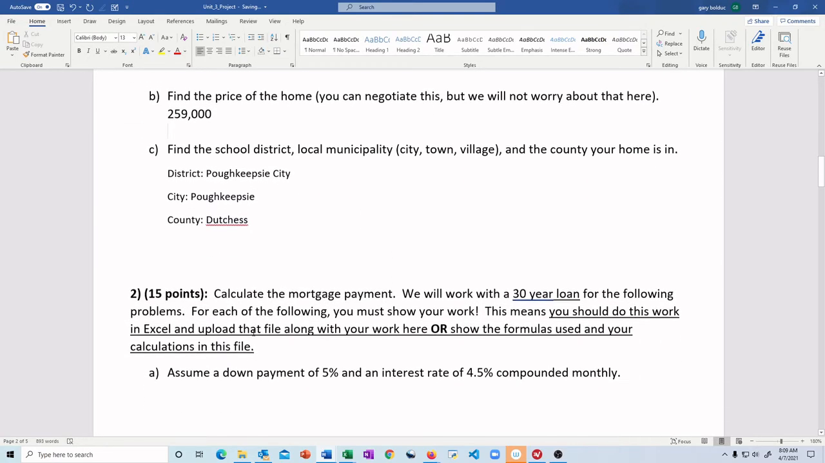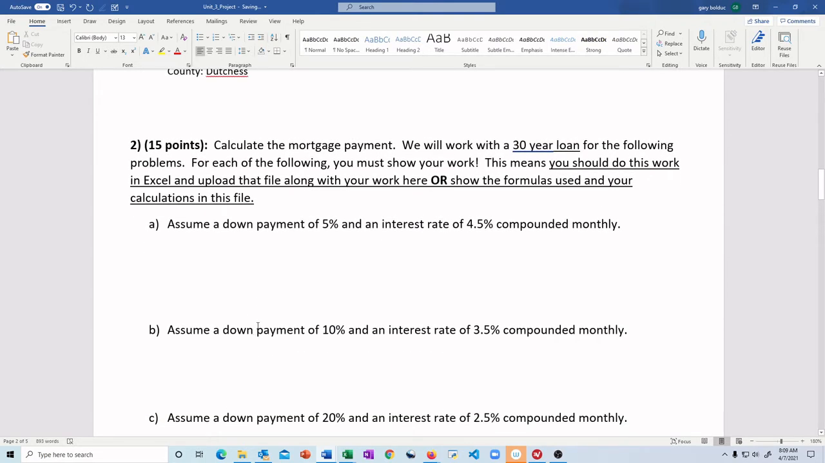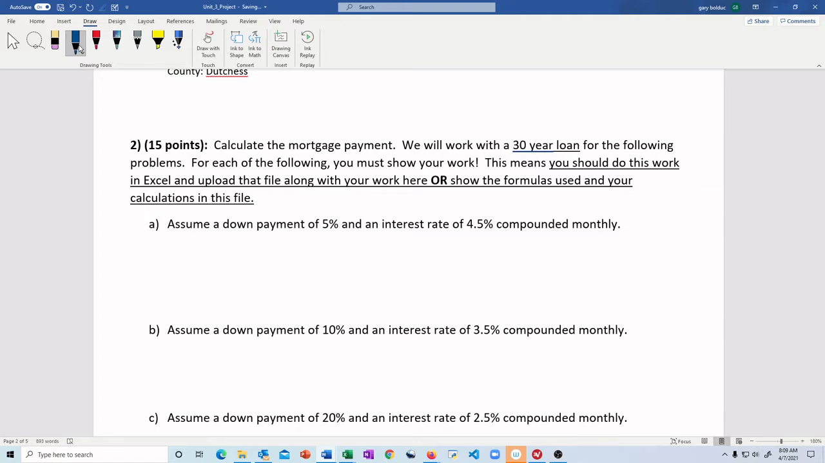Boom, 10 points. All right, number 2, calculate the mortgage payment. So here's the thing. What are we doing here? It's a loan. This is all you have to do for 2. This is just a loan question. You've done a bunch of practice now using the loan formula. That's all number 2 is. It's asking you to use the loan formula, okay?